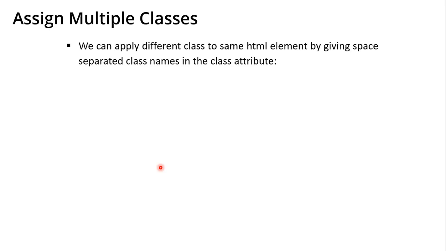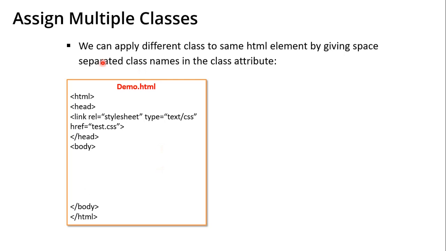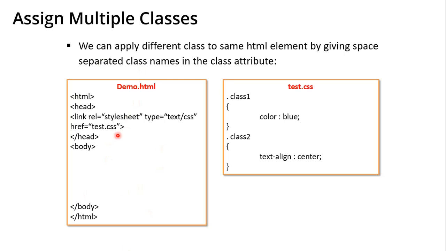Assign multiple classes. We can apply different classes to the same HTML element by giving space separated class names in the class attribute. So this is the same as the previous. Here I have two classes: .class1 in which we have color blue, and .class2 in which we have text-align center. So if we want only blue color, then use class1. If we want only text align, then use only class2.